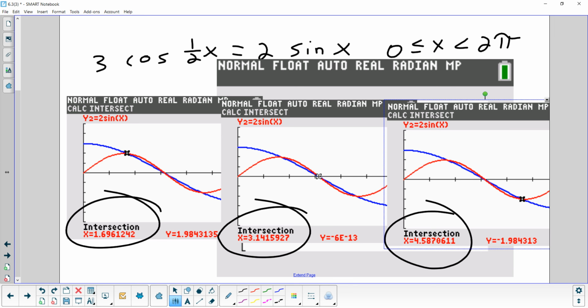1.696, 3.142, and 4.587. Questions on that one?